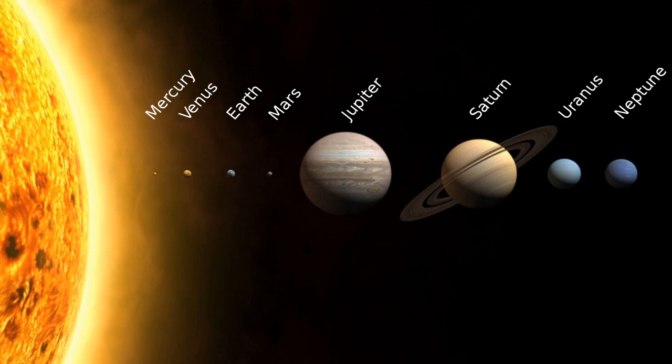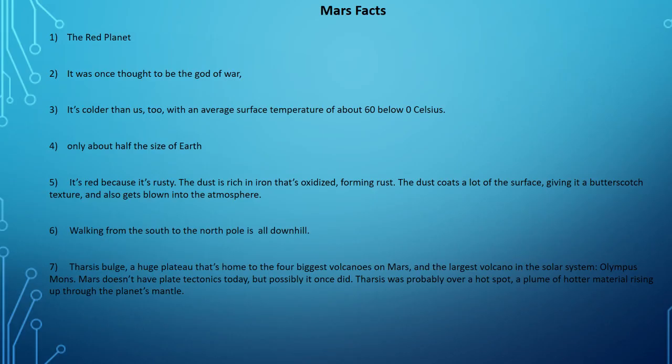Now we'll talk about Mars. Mars is the fourth planet from the Sun. It is between Earth and Jupiter. Mars fact. The Red Planet was once thought to be the god of war.